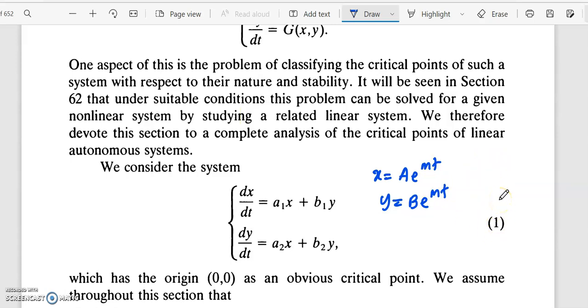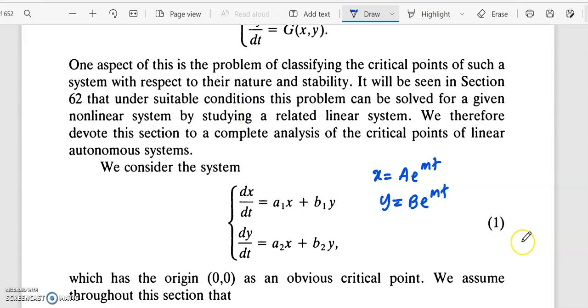Its roots can be real, distinct, complex roots, or they can be equal roots. So depending on that, we obtain the solution. In the same way, depending on the nature of the roots of the quadratic equation, we will classify the critical point into different categories.